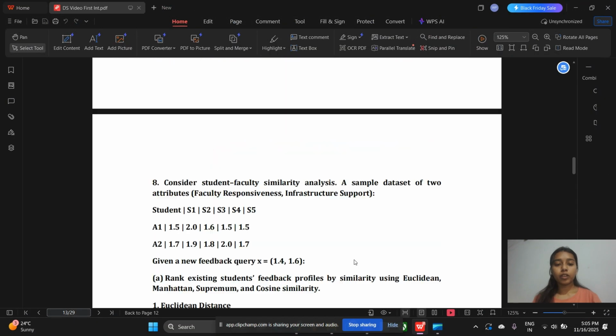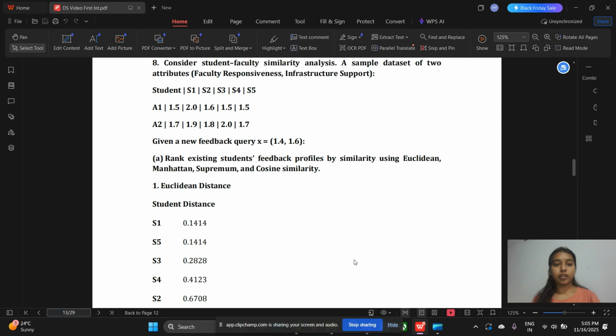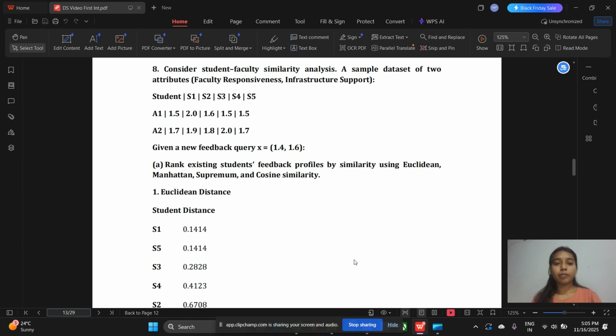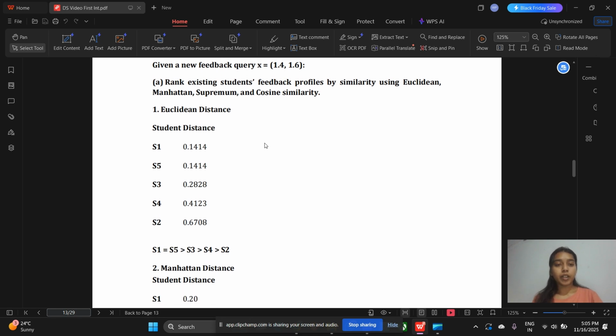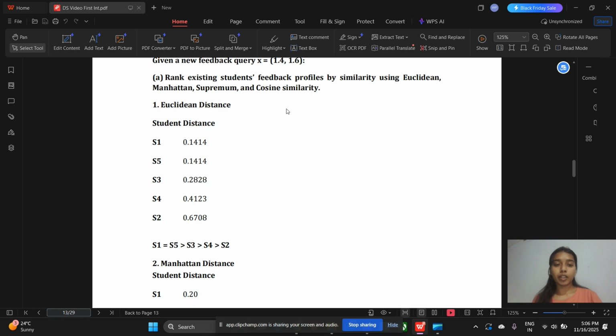Moving on to the eighth question: consider student faculty similarity analysis. A sample data set of two attributes is given here, like student, A1 and A2. Given a new feedback query x equals 1.4 and 1.6. The first part is to rank existing students' feedback profiles by similarity using Euclidean, Manhattan, supremum, and cosine similarities.